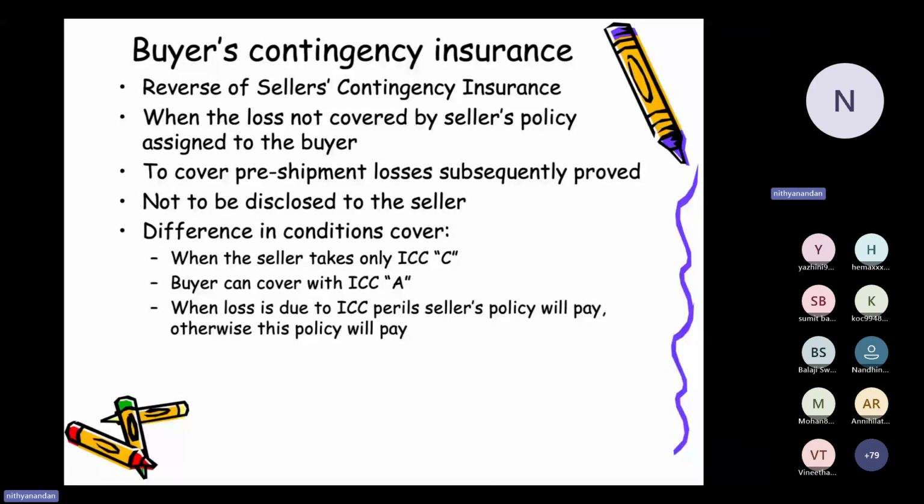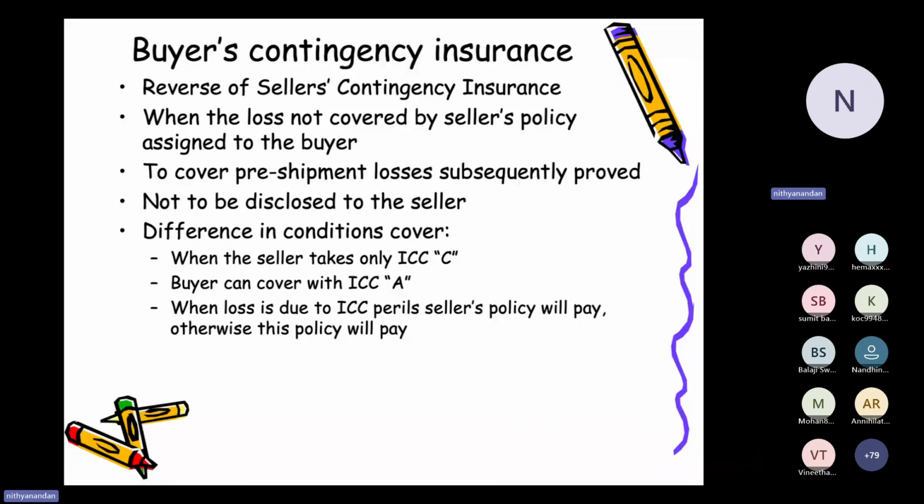Since the seller has received the money, he has lost the insurable interest, and his policy from the manufacturing place to the port is already closed because he has already received the amount. And it is proved that the loss happened during that period only. The buyer's interest starts from the time the goods are on board, so he cannot claim either. So the actual loss happened, but neither the buyer nor the seller can claim this loss.